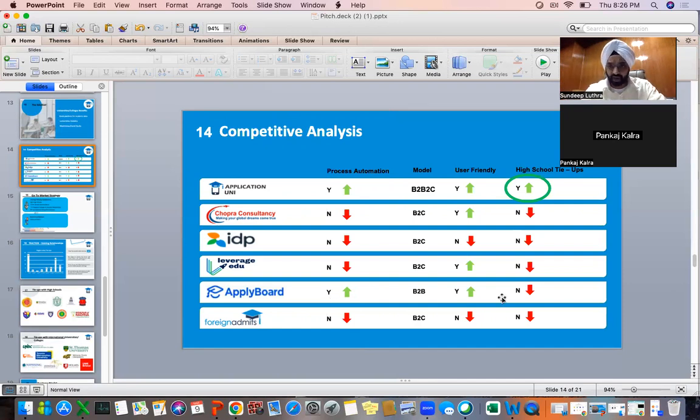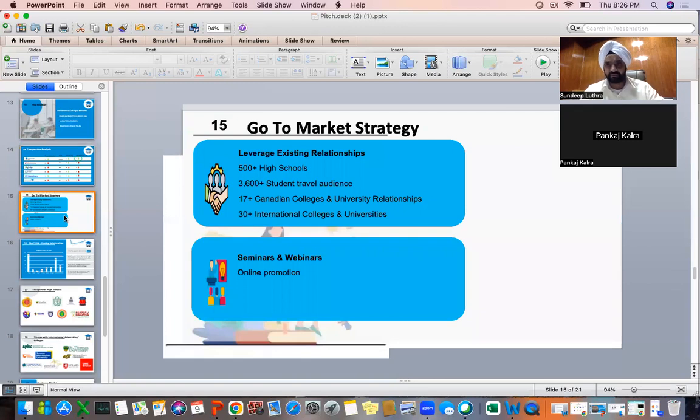So that's where we lie, and that's the biggest strength that we have. So what is the go-to-market strategy? It's very simple. Going to the existing schools where we already have our tie-ups. We will open up IELTS centers and get the support from the principals or the owners of those high schools and a couple of universities also.